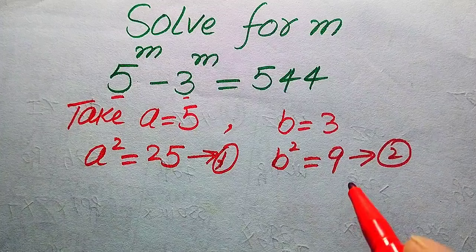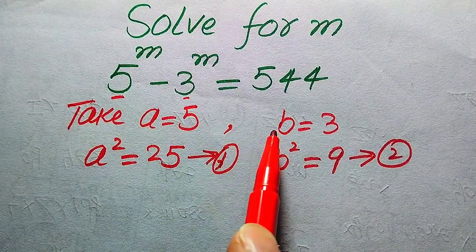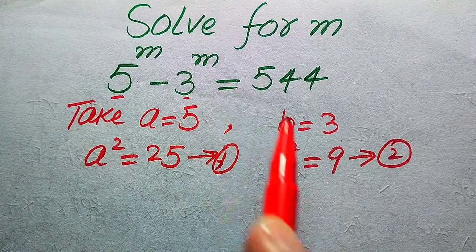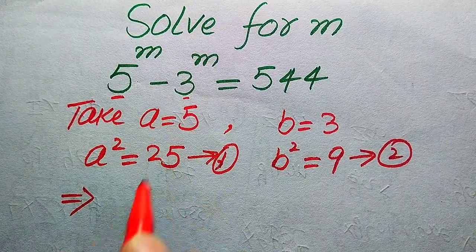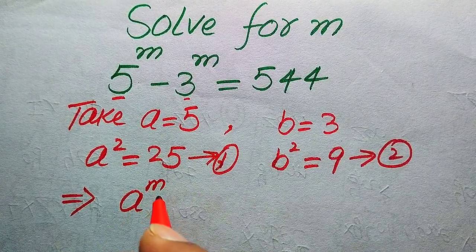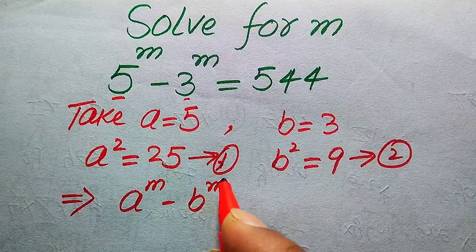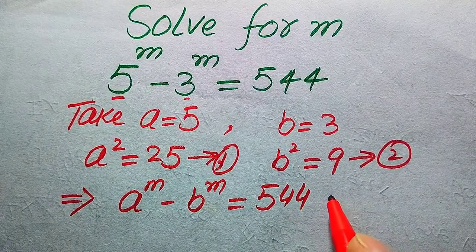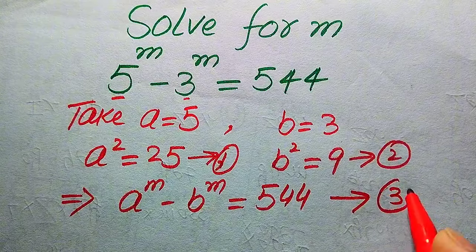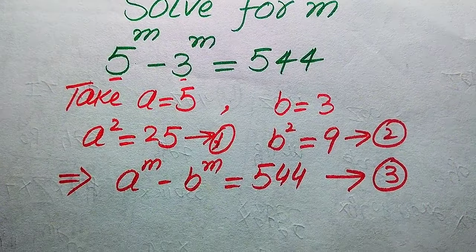And now we need to back substitute these two values of a and b into the given question statement. So when we put these two values here, it will be written as a to the power of m minus b to the power of m is equal to 544, and we call this our equation number 3.